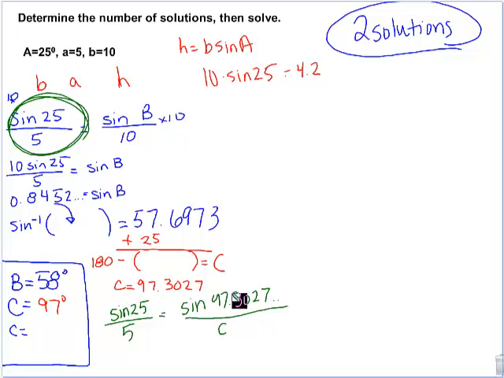Do you guys all know how to solve for this, or do we need to write it out again? So what is C by itself here? How do we get C alone? Yeah, multiply by C and then multiply by the reciprocal. So C here would be equal to what? Yep, 5 times the sine of 97.3027 over sine of 25.